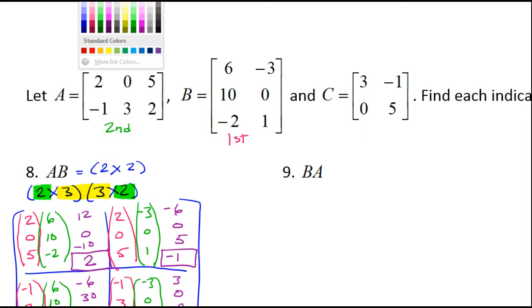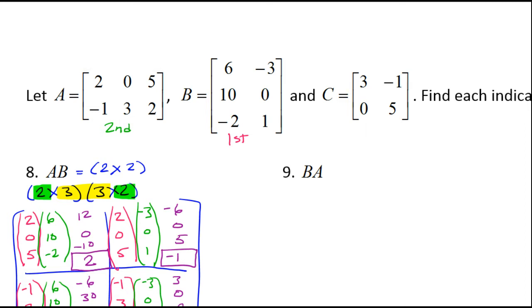So when we start multiplying rows by columns, the rows always come from the first matrix. So this time around, the rows will come from matrix B. The columns always come from the second matrix. So the columns will come from matrix A.